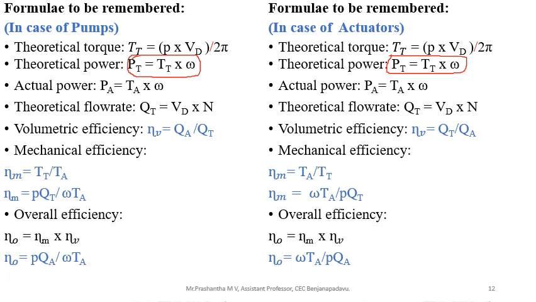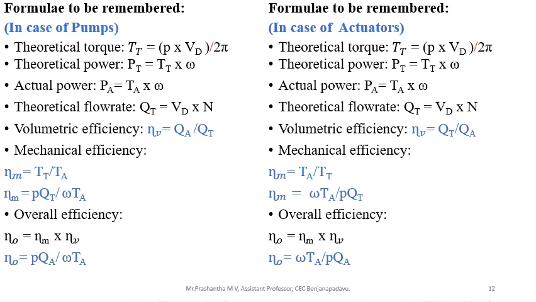And when you go for actual power, in the place of theoretical there is an actual. Actual power equal to actual torque into angular velocity. In case of actuators, actual power equal to actual torque into angular velocity. There is no difference in these equations. When you go for a theoretical flow rate or a theoretical discharge, Qt equal to Vd into N, volumetric displacement into speed. Here also in case of actuators, the equation is same, no doubt in it.